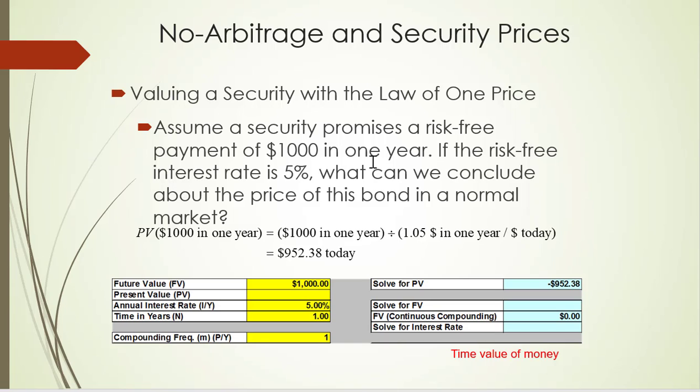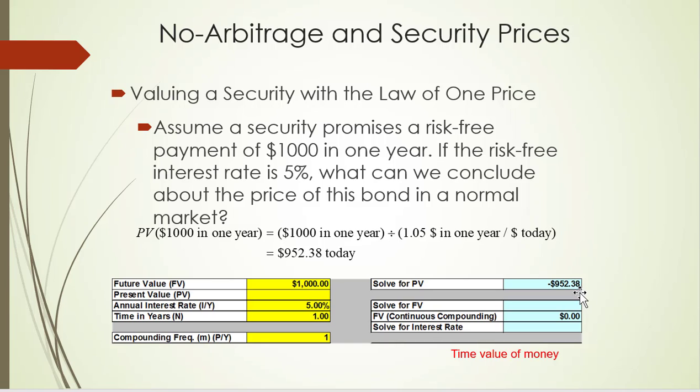So this company says it's going to promise a risk-free payment of $1,000 in a year. If the risk-free rate is 5%, what should the price of this asset be? Well, $1,000 at 5%, 1 year out, should be worth $952.38. So if this asset has a price that's anything different than $952.38, then there is some kind of arbitrage opportunity.